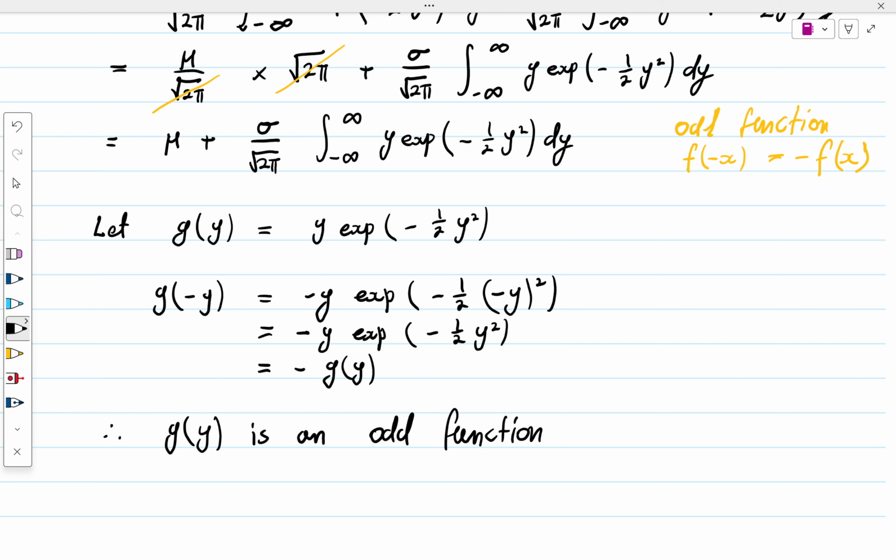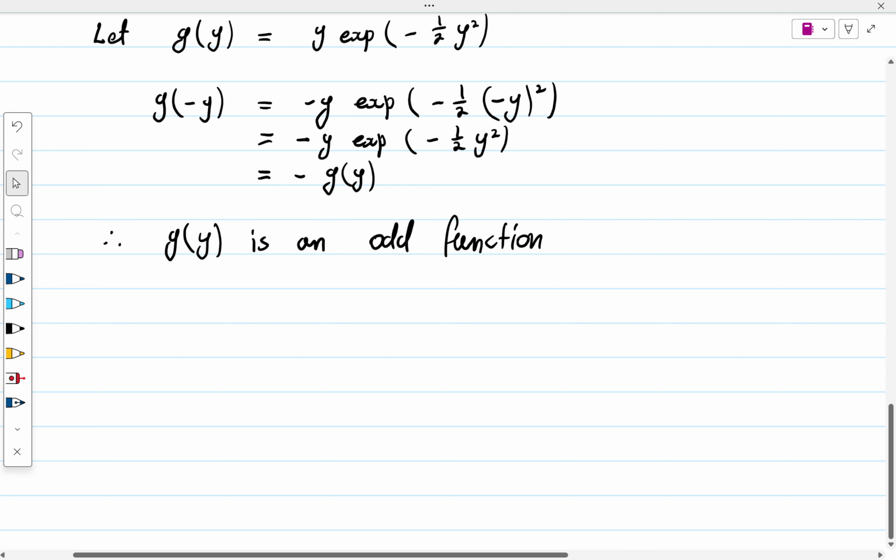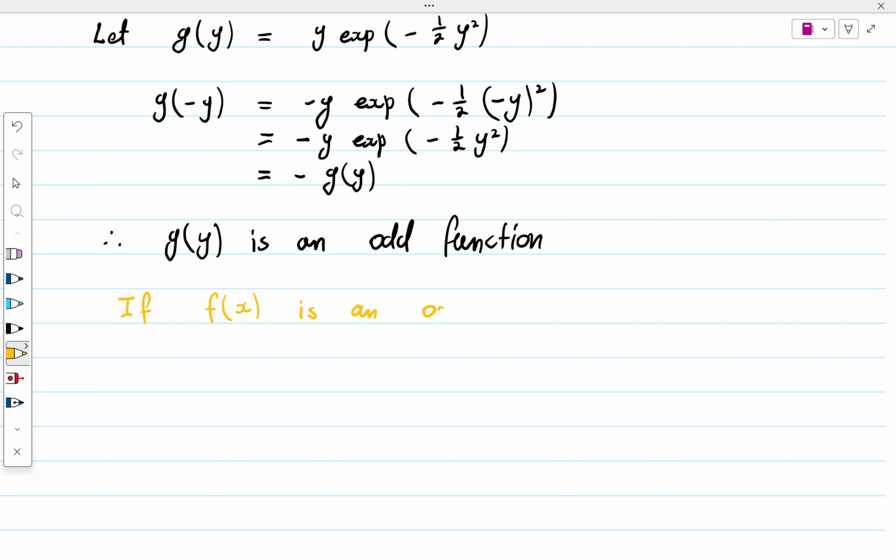Now, why was that even useful, or why did we bother with defining an odd function? Well, there is an important property of odd functions, and this important property is as follows. If f of x is an odd function, then the following is true. The integral of negative a to a of f of x dx is simply 0.